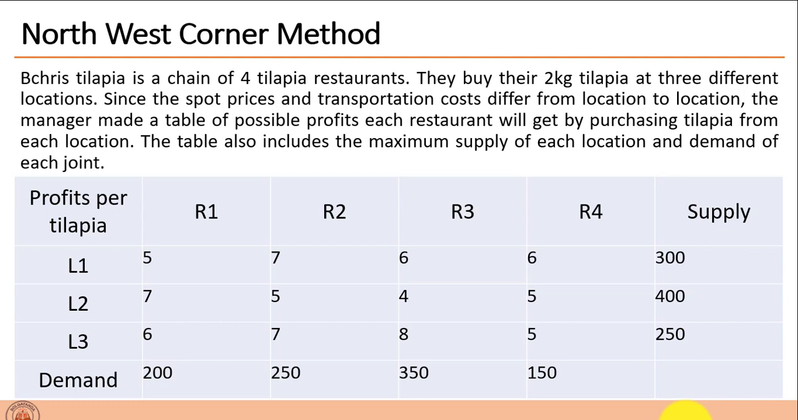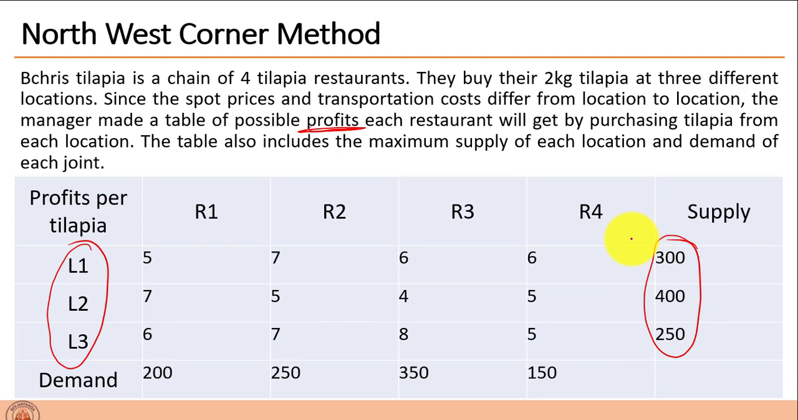So the word here is profit. Let's underline that one, profit. Each restaurant will get by purchasing tilapia from each location. The table also includes the maximum supply of each location and demand of each joint. So these are the locations, and we take that as warehouses. Warehouse 1, warehouse 2, warehouse 3, they can supply us 300, 400, and 250 respectively.